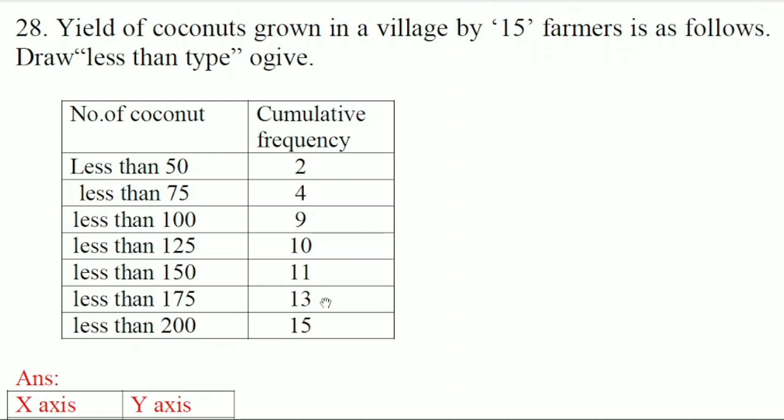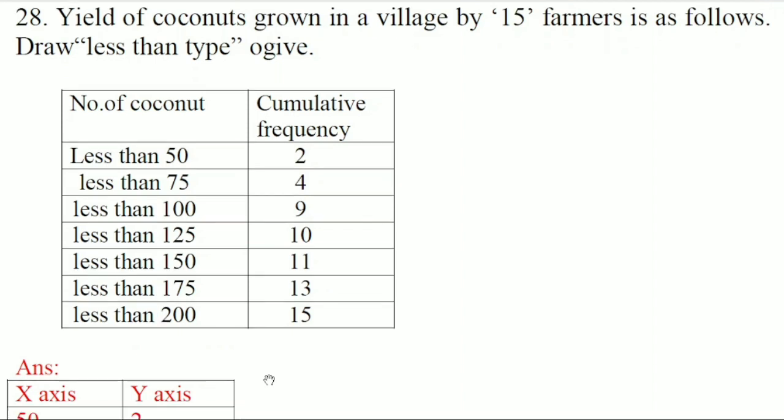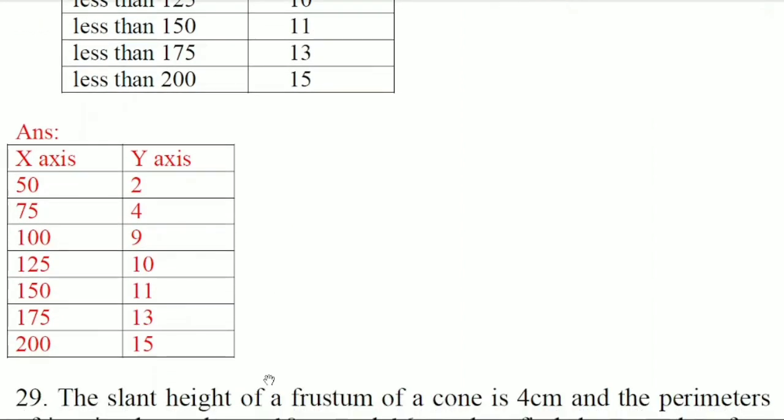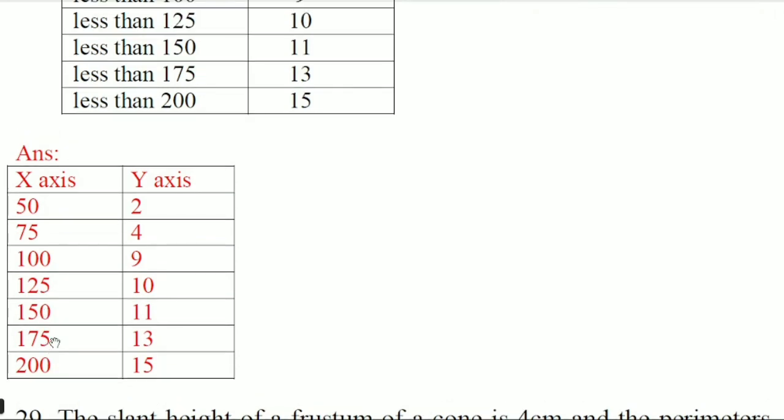So first I am taking here x-axis and y-axis. So here they asked you to draw the OG. So x-axis I am taking less than 50. Just I am taking 50, 75, 100, 125, 150, 175, 200. In the y-axis the frequency as it is I am taking.